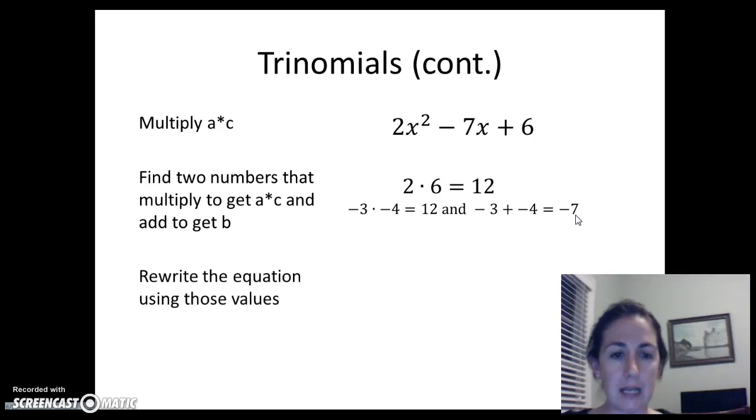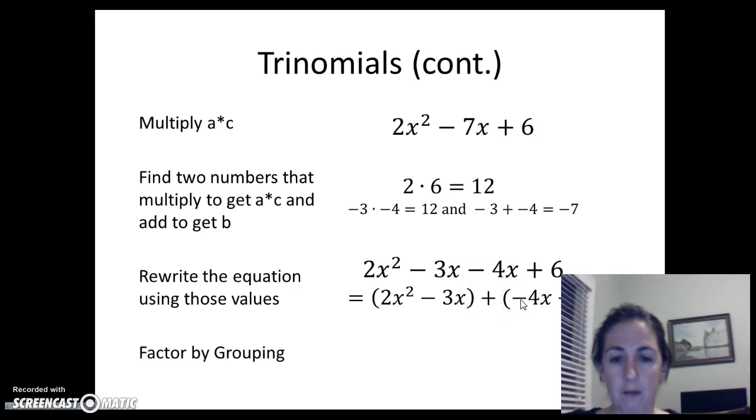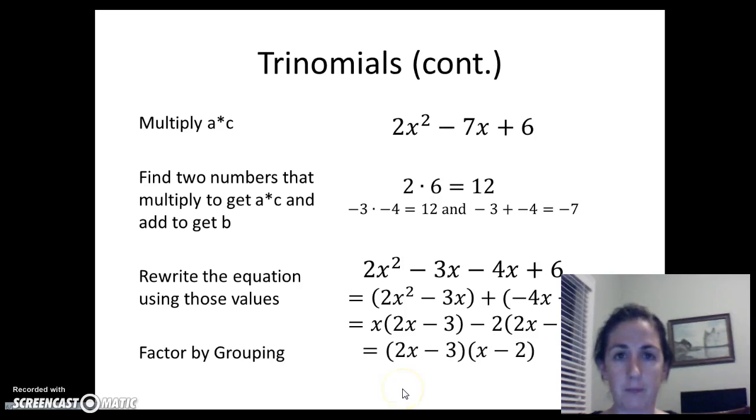So we're going to rewrite the equation using those values. 2x squared minus 3x minus 4x plus 6. Now we group the two terms together. Group the first two, group the second two. Remember, this needs to be a plus sign, so we'll turn it into adding a negative. So when we factor out the greatest common factor here, it's just an x. The greatest common factor here, we're going to factor out that negative 2 to make them positive so that they match. And when we do, we see they both have a 2x minus 3. When we factor out that 2x minus 3, we're left with x minus 2.